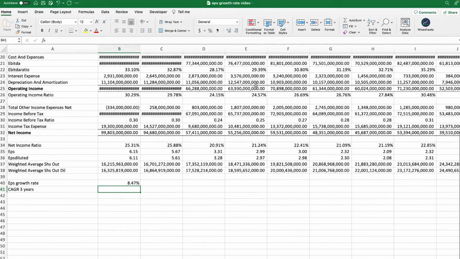Perfect. Now that we have that information, we know that we're gonna start from here and go here. The formula again is very simple. You're gonna take the final value divided by the beginning value, which is gonna be right here.